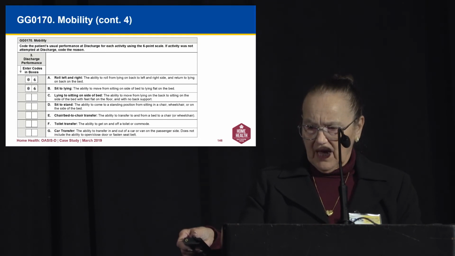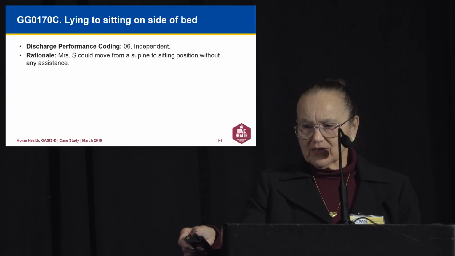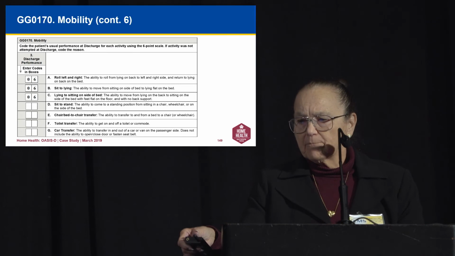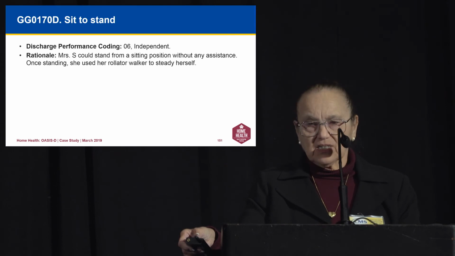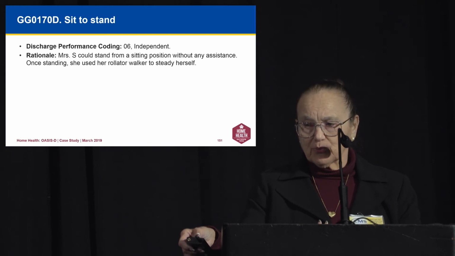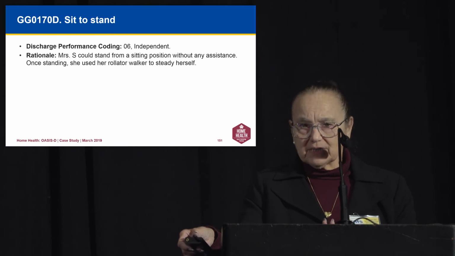Item C, lying to sitting on the side of the bed, 06. We've coded her as 06 independent because at discharge, Mrs. S can move from a supine to a sitting position without any assistance. Looking at item D, sit to stand. We have coded her as 06 independent. Mrs. S can now stand from a sitting position without any assistance. Once standing, she used her rollator walker to steady herself. Again, the device does not render her dependent.